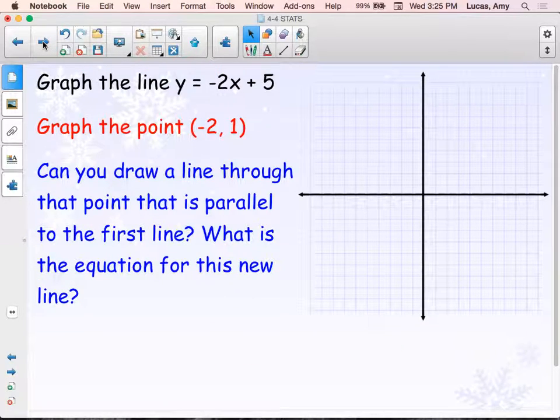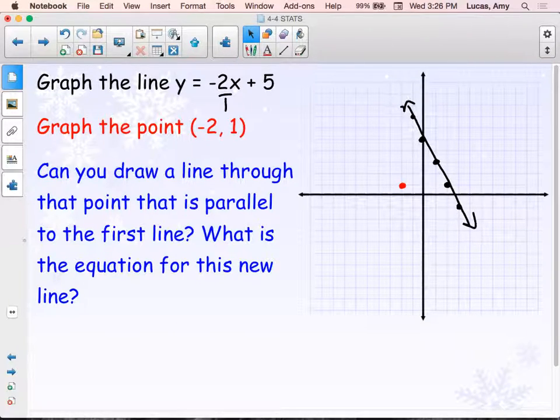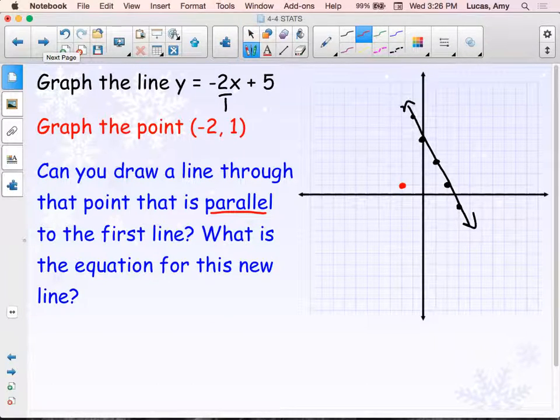On this next one, it's going to be more specific. So now we have graphed the line. So I'm going to graph the original line, start at 5, go down 2 over 1, and this one's going to be more specific. So I've got my original line. My new line, I have to graph the point negative 2, 1. My new line has to be parallel to the first line, and it has to go through that point. So I've got to use that point.